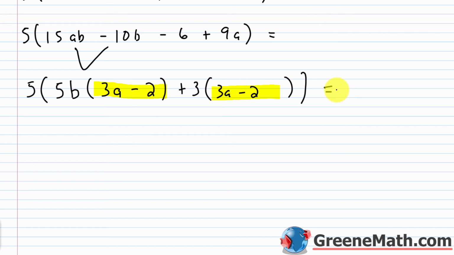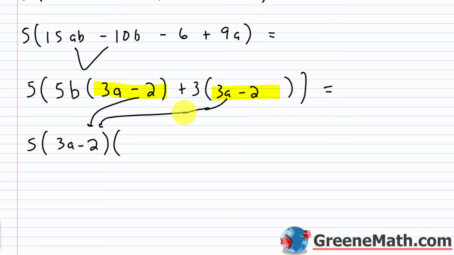So if I factor that out, remember the 5 stays out in front, I would have 3a minus 2 times, again, if I pulled this out, what's left? Well, I have 5b plus 3. So 5 times the quantity 3a minus 2 times the quantity 5b plus 3. And again, there are scenarios where you have to change things around, otherwise it will not work. And that's a perfect example.